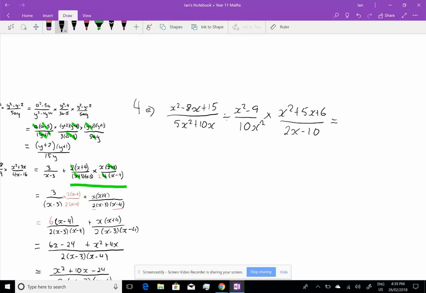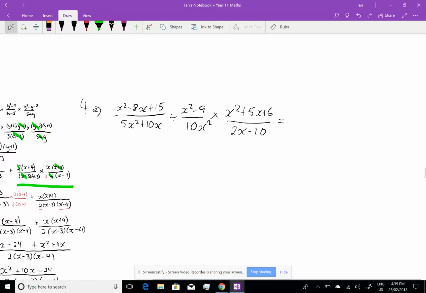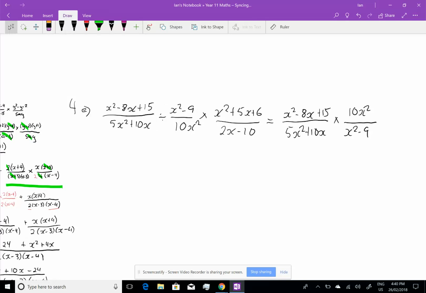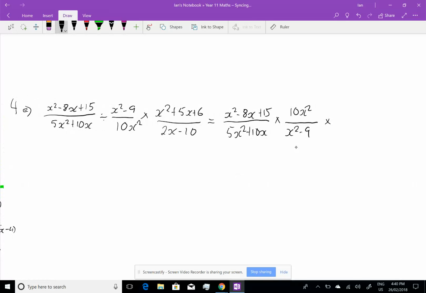All right, so I don't divide, so I'm going to just turn that second one upside down. So x squared minus 8x plus 15 over 5x squared plus 10x, times 10x squared on x squared minus 9, times x squared plus 5x plus 6 over 2x minus 10. And because it's all multiplied, I can just cancel to my heart's delight here.